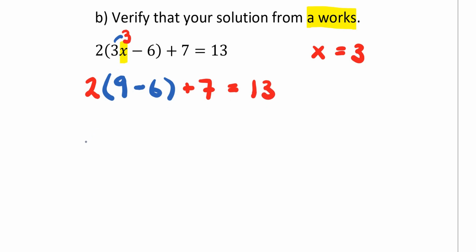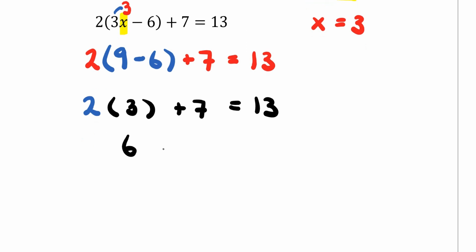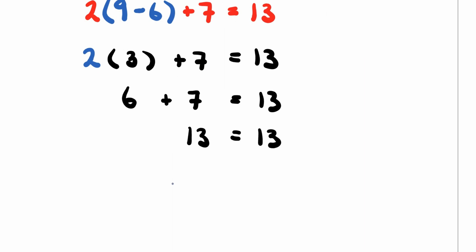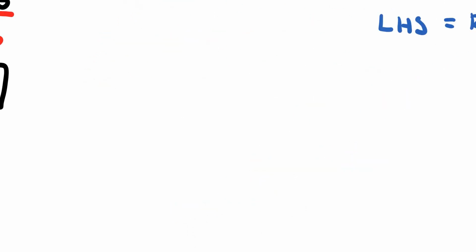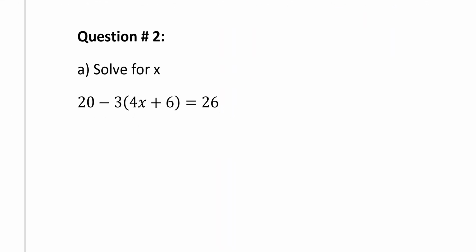If we go ahead and compute the left-hand side, 9 minus 6 is going to be 3. 2 times 3 is going to be 6, plus 7 equals 13, and it turns out that 6 plus 7 is 13, and the right-hand side is equal to 13. So here we can verify that the left-hand side of the equation equals the right-hand side. That verifies that x equals 3 is indeed an answer to this particular problem, because we just checked it.